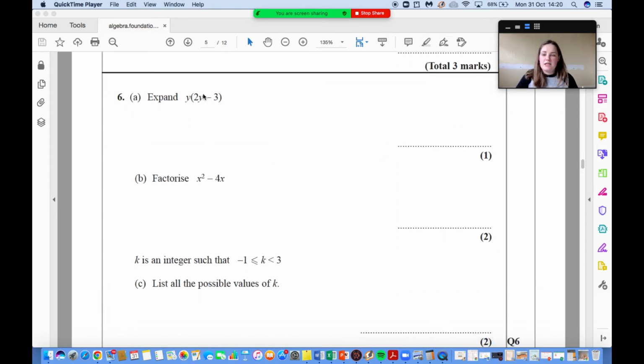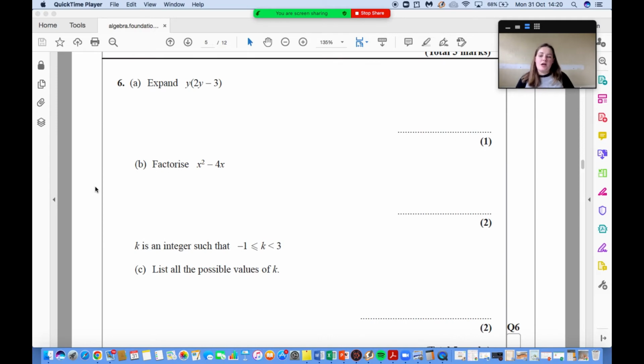These are some nice expansion questions. Expansion, factorise, and then listing some values. So pause the video and have a go, and then press play for the answers.